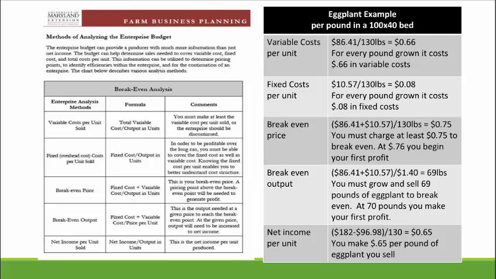And then we can look at net income per unit. So we make about 65 cents per pound of eggplant that we sell. So you can see where creating these crop budgets individually, estimating your production costs, and creating these budgets are extremely helpful in making your production and your sales decisions. And long term, for a farm to be profitable and for you to expand or to stay in business, knowing these numbers is very important.